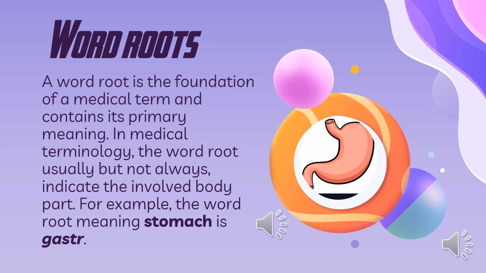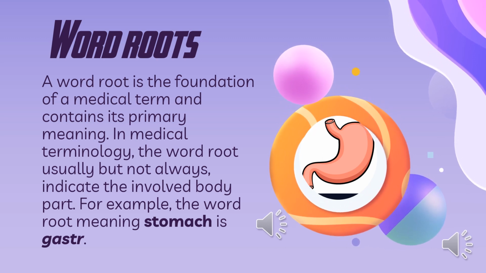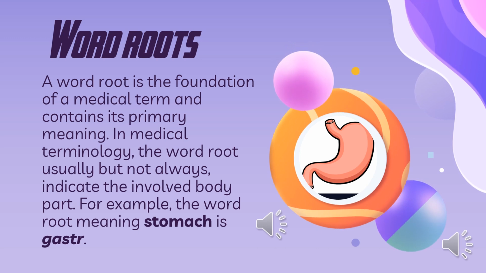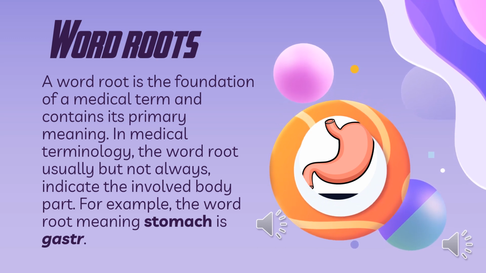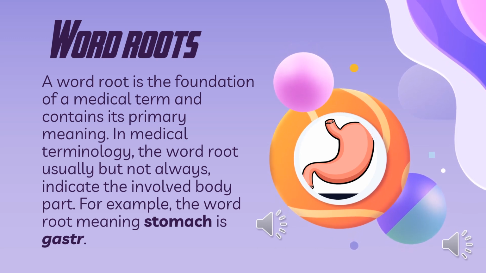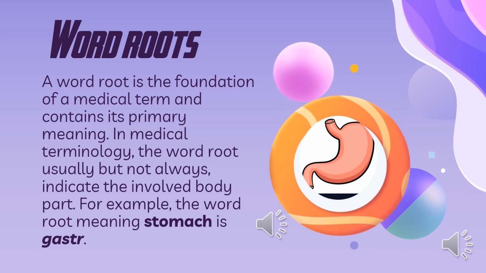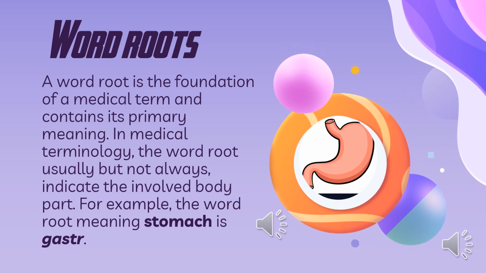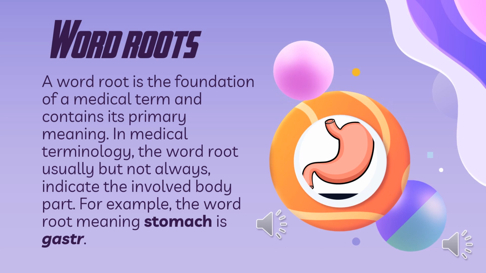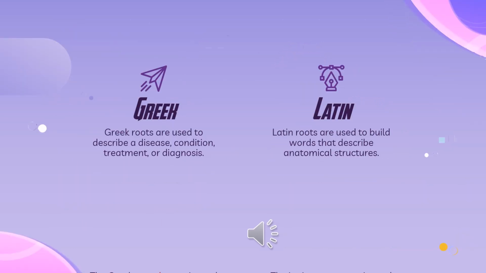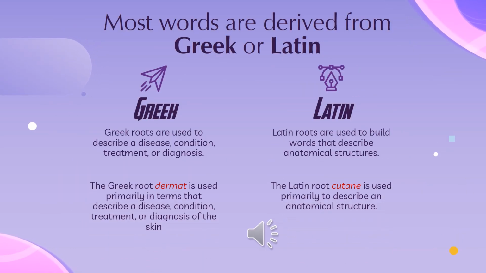A word root is the foundation of a medical term and contains its primary meaning. In medical terminology, the word root usually, but not always, indicates the involved body part. For example, the word root meaning stomach is gaster. All medical terms have at least one word root.